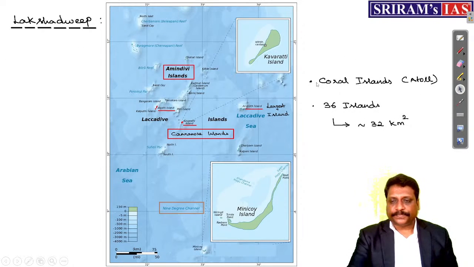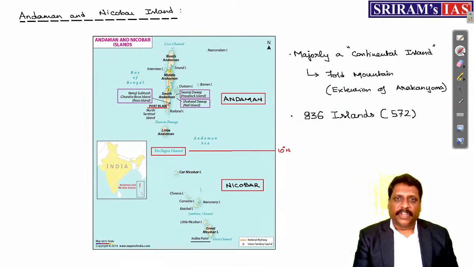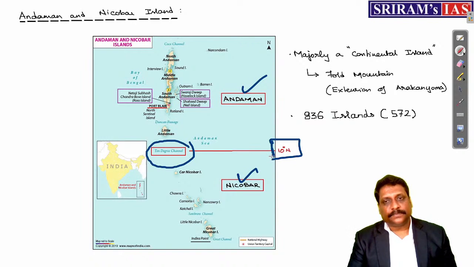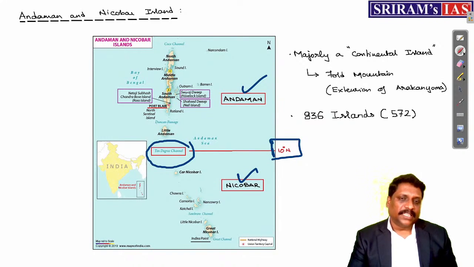It means the northern group of islands, we call them as what? Andaman group. And southern group of islands, we call them as what? Nicobar group. And both Andaman and Nicobar is separated by this water body called as what? 10-degree channel. 10-degree channel.